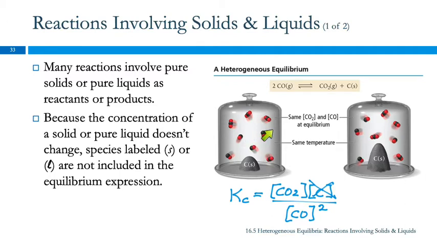Because if we look at the equilibrium in these two, which look like cake jars or cake covers, we would find that we would have the same concentration of CO2 and CO regardless of how much carbon was sitting in the bottom. As long as there is a little bit present, it doesn't matter at all. Anybody have any questions about that?